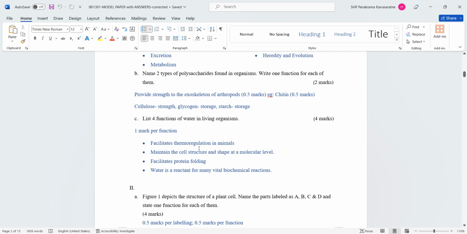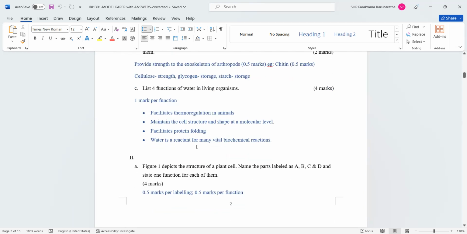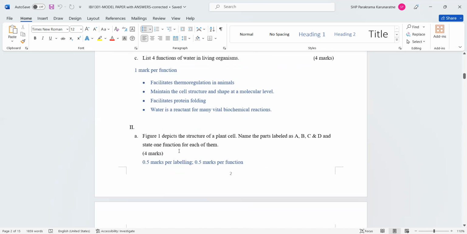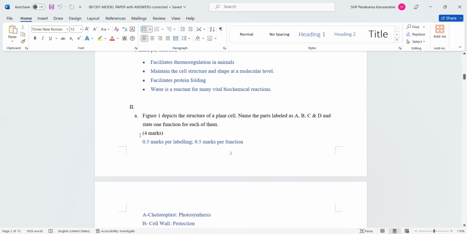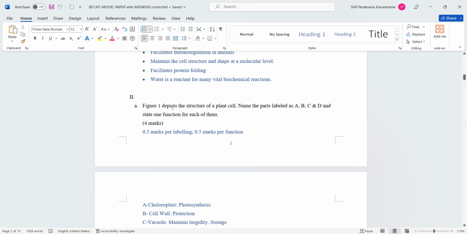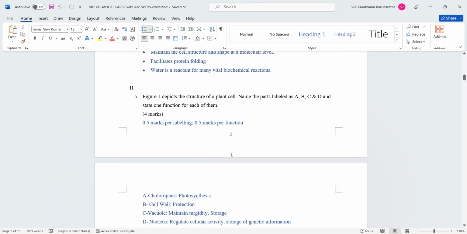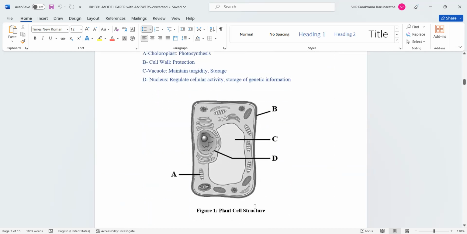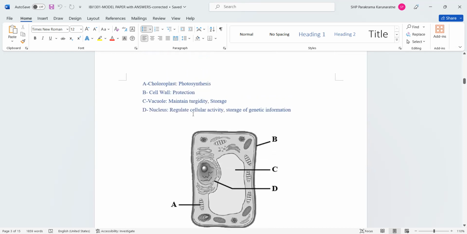Then the next is the list for function. Okay. For this next question, we have: Figure 1 depicts the structure of a plant cell. So the structure of a plant cell or animal cell you can get. Here in the plant cell, A is the chloroplast. The mitochondrium is here, but it is not labeled. B is the cell wall, C is the vacuole, D is the nucleus.